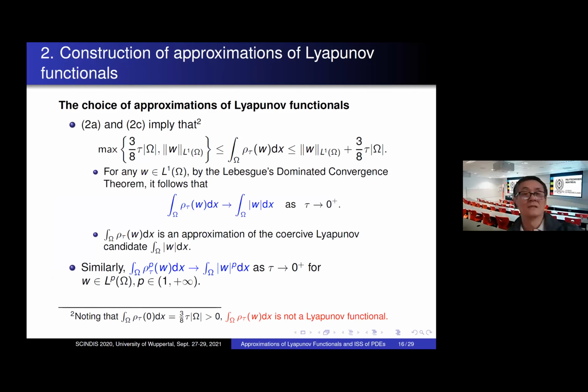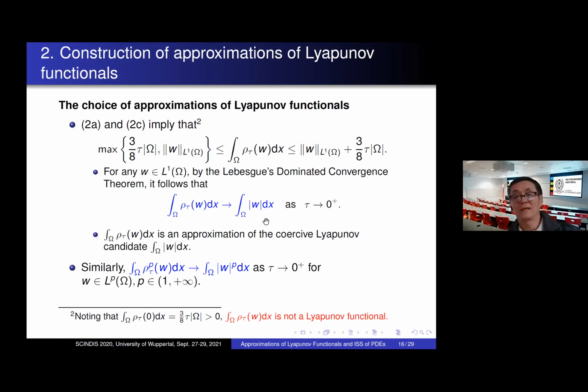Okay. So now, we can compute the integral of this function rho tau, and the integral is lower bounded and upper bounded by these two functions. So now, if we take tau tends to 0, actually the integral of rho tau will tend to the L1 norm of the solution.